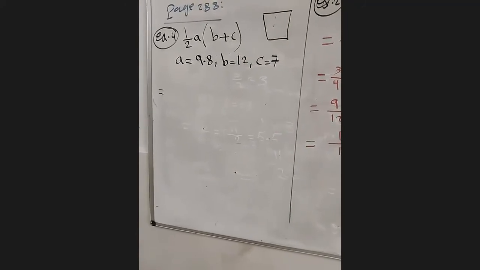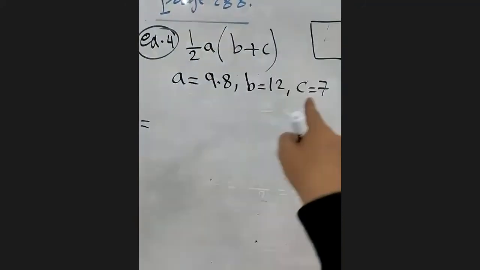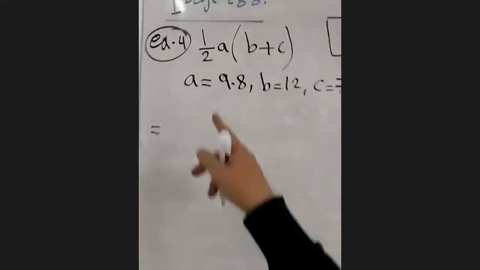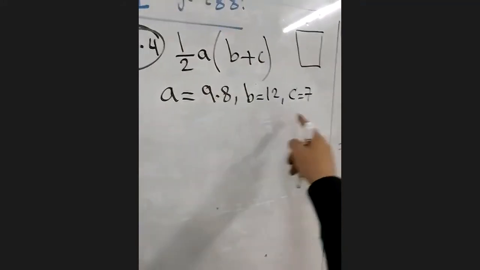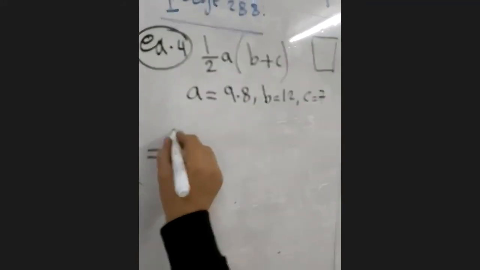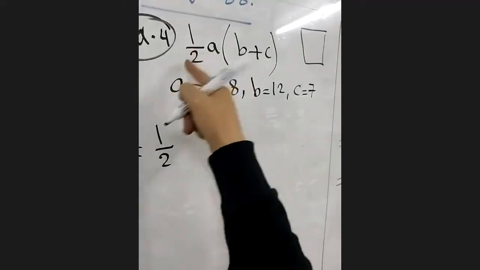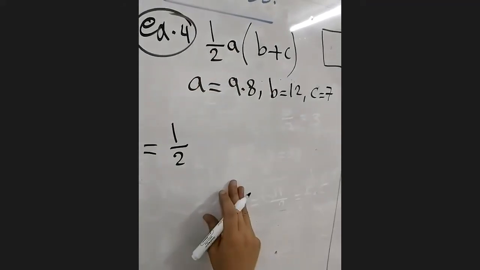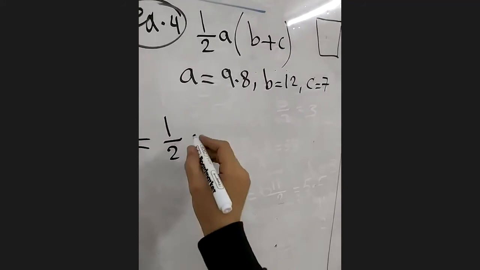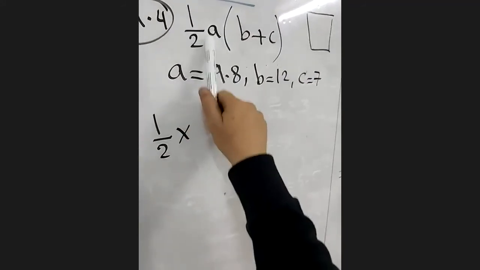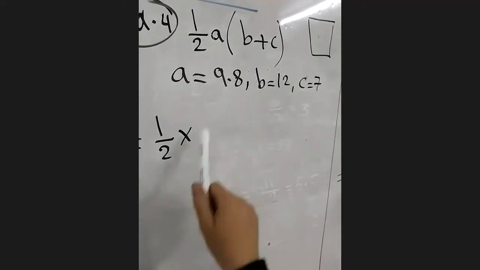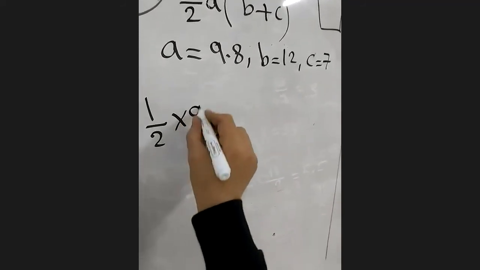Replace. We will replace the variables by the values. So let's replace a, b, and c by their values. Half a, what does half a mean? 1 over 2 multiply 9. Half a means multiply. So I put multiply, and a is 9.